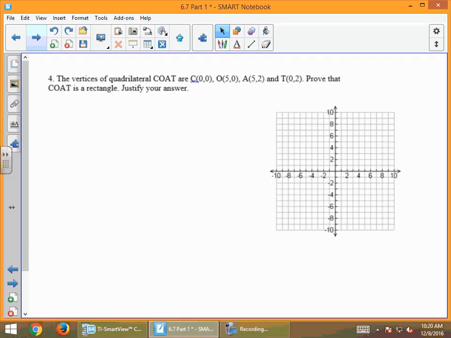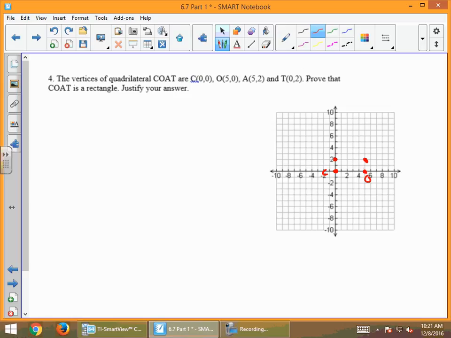All right, well, just like we've done before, let's graph it here. Let's go ahead, 0, 0. Nice and easy, right there, the origin. I'm going to call that a C. The next one is going to be 5, 0, right there. Call that an O. 5, 2 is an A. And the other one is 0, 2. Oh, I went too high on the second one, didn't I? Move down a little bit. And then the other one is at 0, 2.